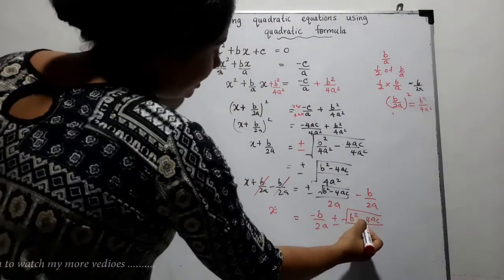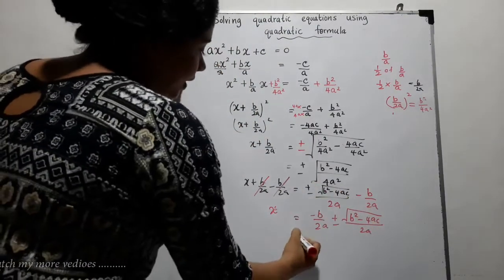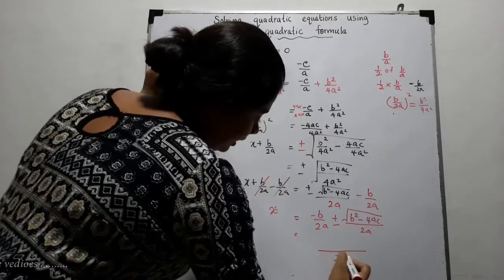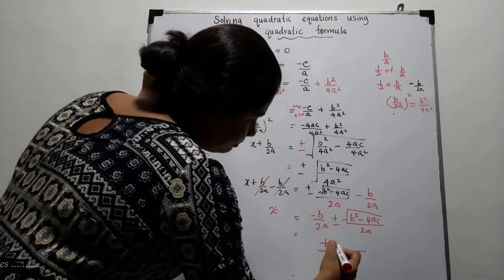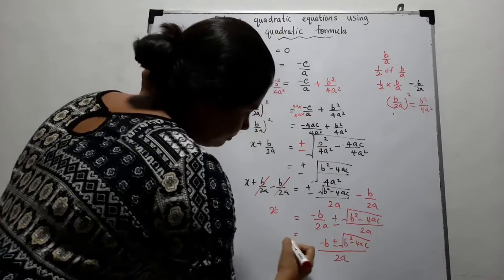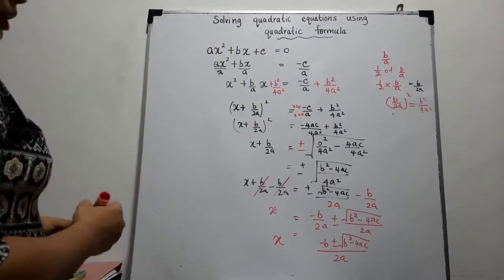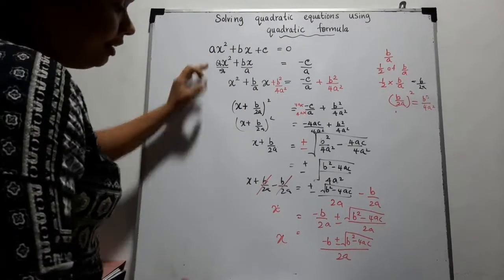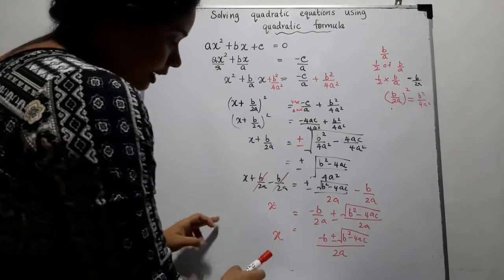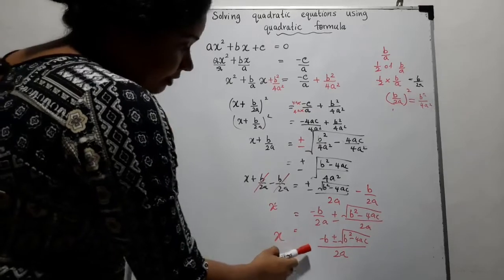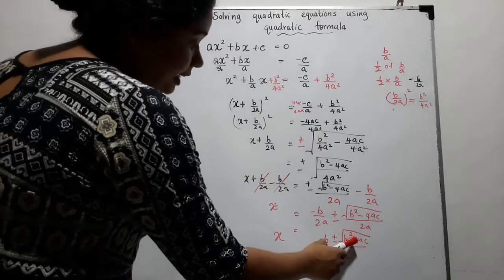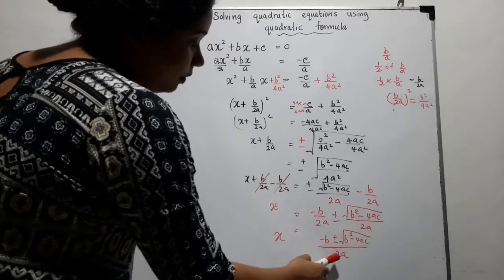You can see they have a common denominator, so we can write it together: x equals minus b plus or minus the square root of b squared minus 4ac, over 2a. Here is the quadratic formula. When you are given a quadratic equation, you can solve it using this quadratic formula.